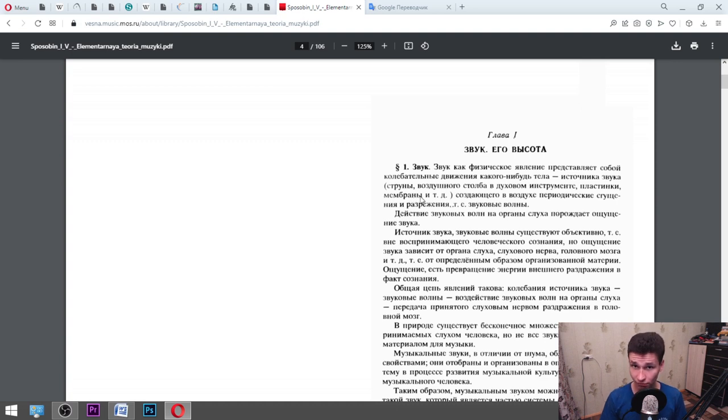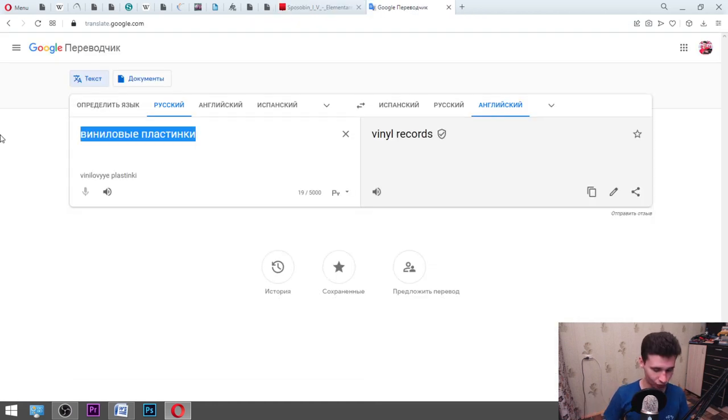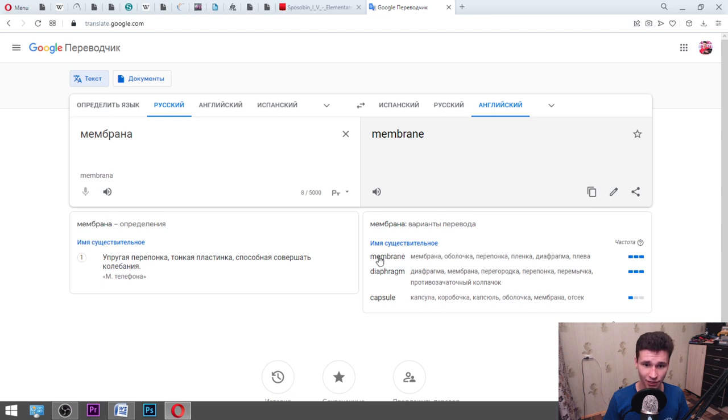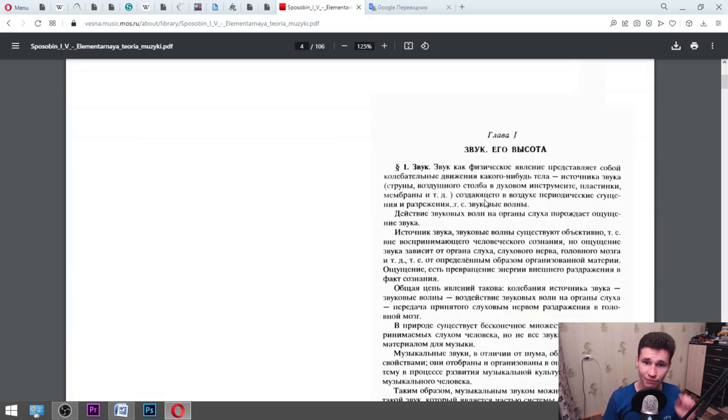Мембрана means membrane. It is like on a drum snare, or maybe on a tom. Let's translate it. Do we have it? Membrana. Membrane, yes. Diaphragm, capsule. Membrane. Okay, membrane. Like a brain.